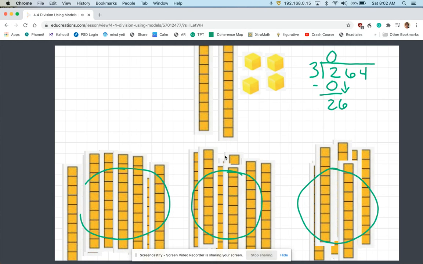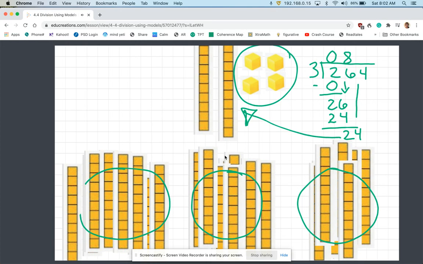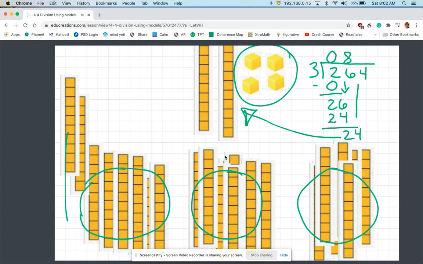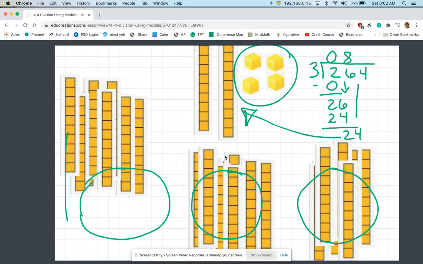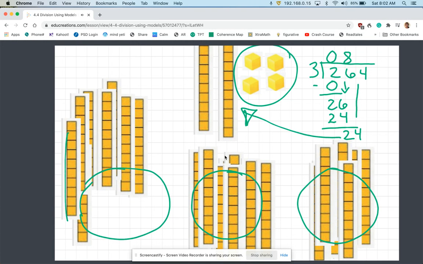I have 8. 8 in each pile. So 8 times 3 is 24. And there you see I have my 2 left over right here. Okay, now I'm going to bring down my 4, which is this right here. And I've got 24 left. Let's count these just to make sure. Oopsie daisies. 1, 2, 3, 4, 5, 6, 7, 8. Yep, there's all of my 8. Okay.